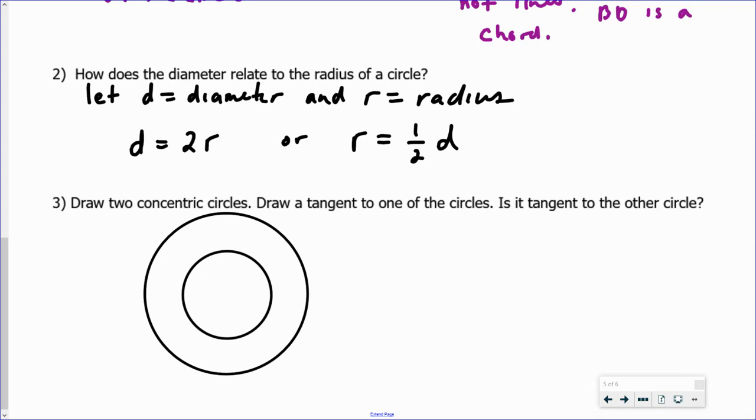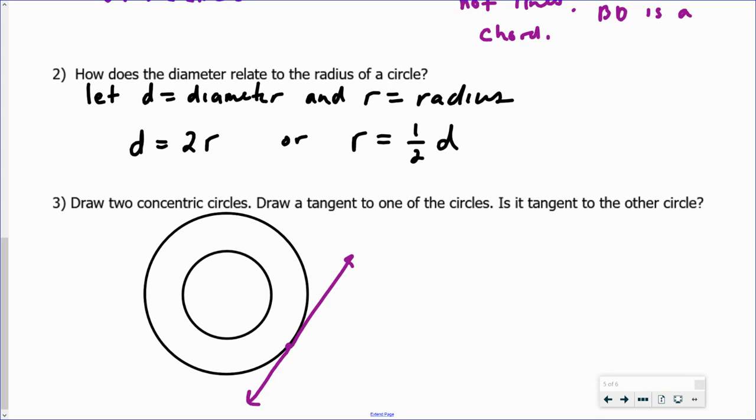Number 3 says draw 2 concentric circles. Draw a tangent to one of the circles. Is it tangent to the other circle? Sorry about that. So what I've done is I've drawn 2 concentric circles. You're probably going to want to sketch that in your notes right now. I'm going to look at 2 cases: a line tangent to the outer circle and a line tangent to the inner circle. If I draw a line tangent to the outer circle, it's going to look something like that.